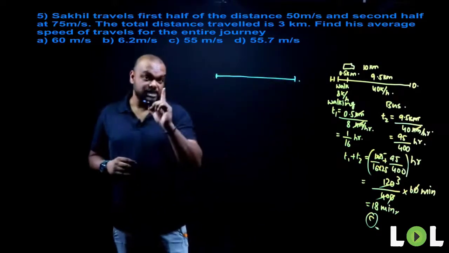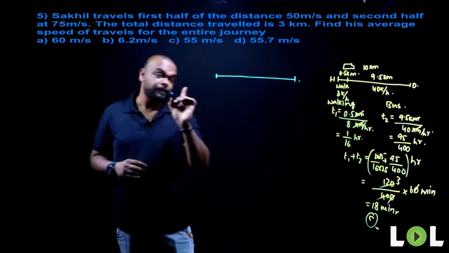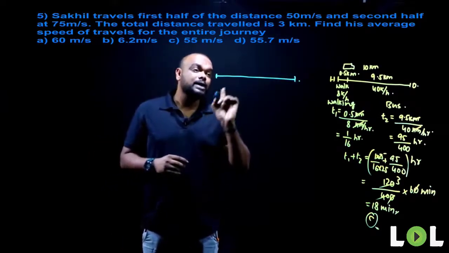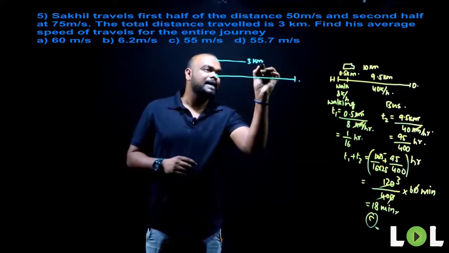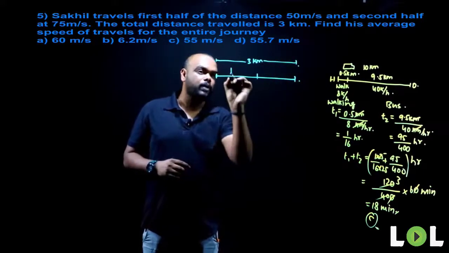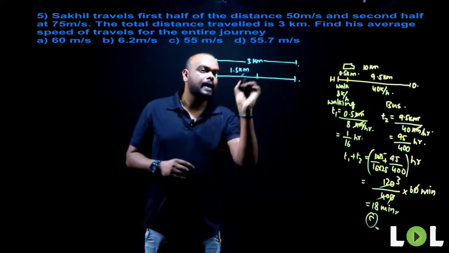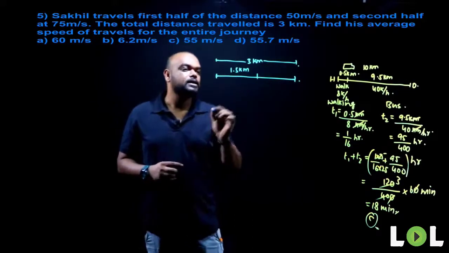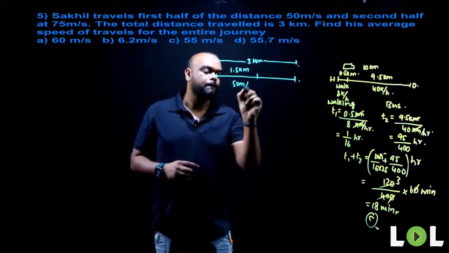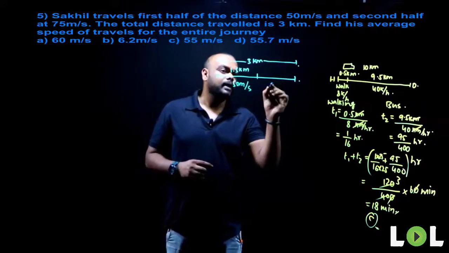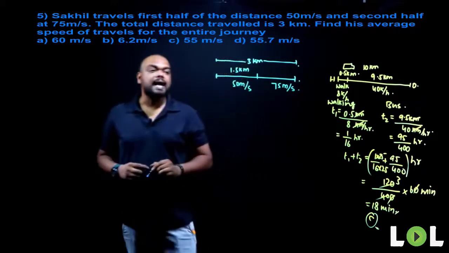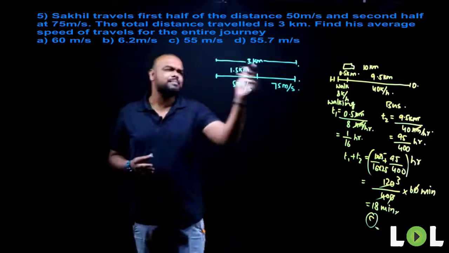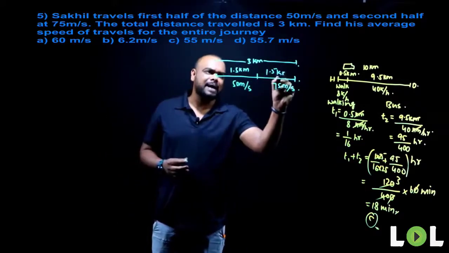Average speed. I gave you 2 formulae in the previous class. See, totally 3 kilometers distance. This entire part is 3 kilometers. He traveled the first half of the distance, means 1.5 kilometers, at a speed of 50 meters per second, and the remaining at 75 meters per second. Now, what is the average speed of the journey, guys? It doesn't matter, distance doesn't matter at all.